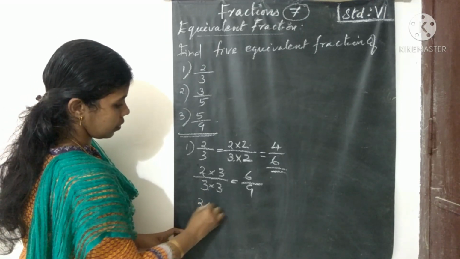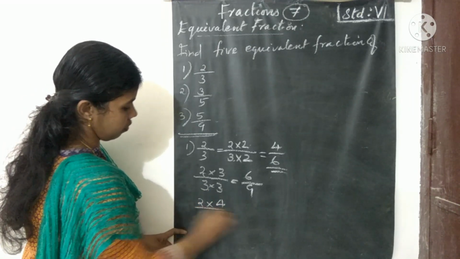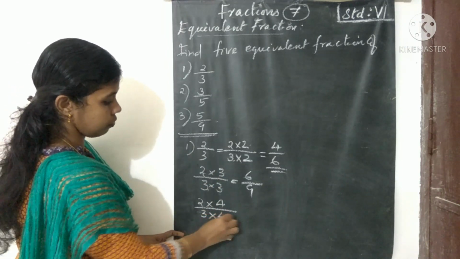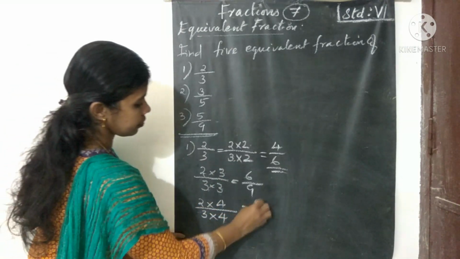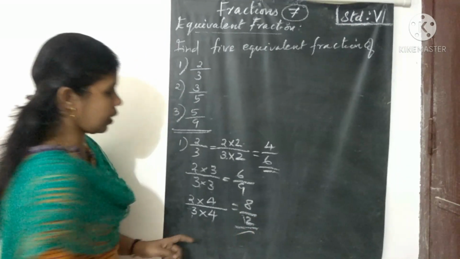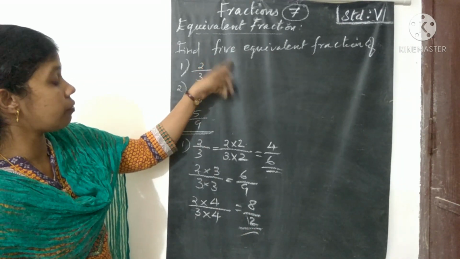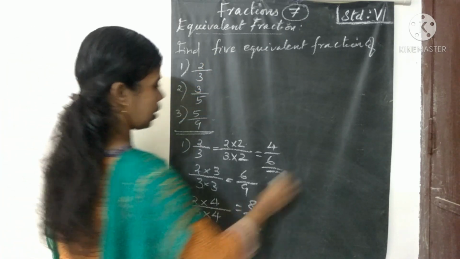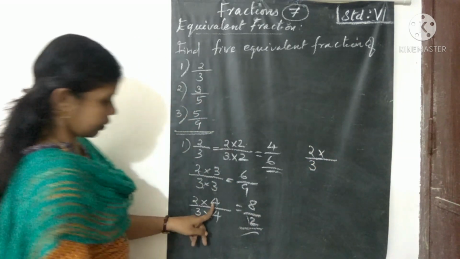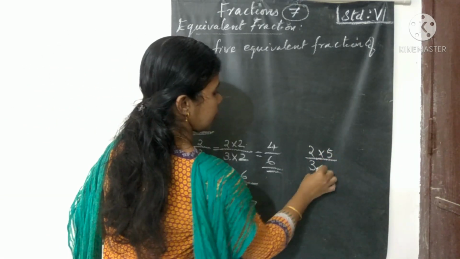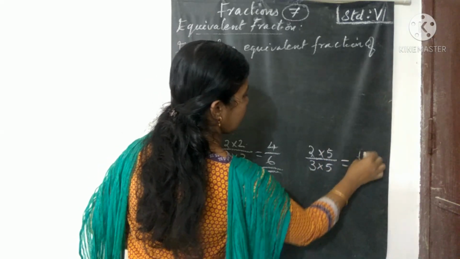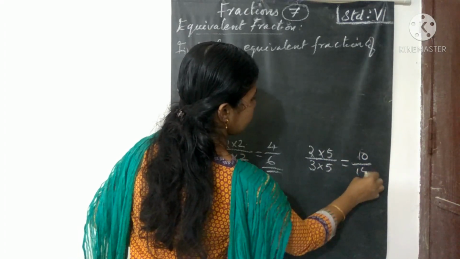Next, 2 into 4, 4, that is multiplied with the next natural number, 3 into 4. 2 into 4 is 8, 3 into 4 is 12. Okay, we have how many? 5 equivalent fractions. Next, equivalent fractions of 2 by 3, after 4, 5 into 5, equal to 2 into 5, 10, 3 into 5, 15.